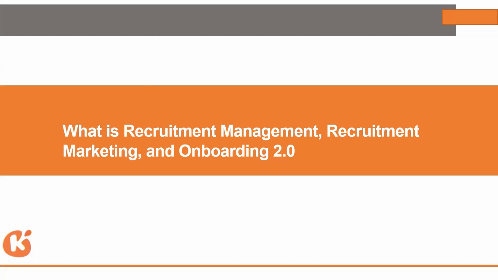Sure. Basically, recruitment management, as per my understanding, is to identify the requirements we receive from the internal team, so that recruiters will arrange the catalog to do the recruitments. And marketing is to publish the requirement on the internet, like LinkedIn or profiles, wherever the recruitment can be posted. And onboarding 2.0 is a process for onboarding the new candidate.